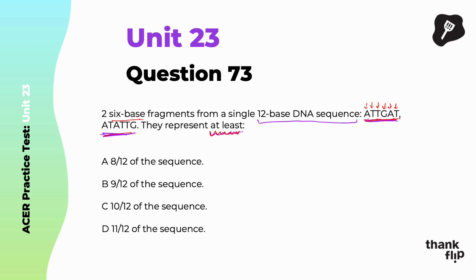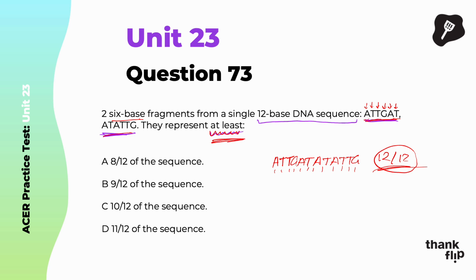So the second aspect of this question is the at least aspect. So, first of all, let's think of at most. Let's think of it the opposite way. At most, these two 6-base fragments could make up the entire sequence, right? You could literally have ATT, GAT stuck onto the end of ATA, TTG, right? So that's 1, 2, 3, 4, 5, 6, 7, 8, 9, 10, 11, 12, and that's 12 out of 12 of the DNA sequence. So it could represent at most all 12 bases.